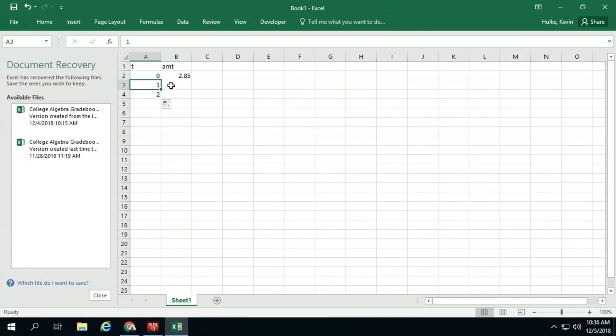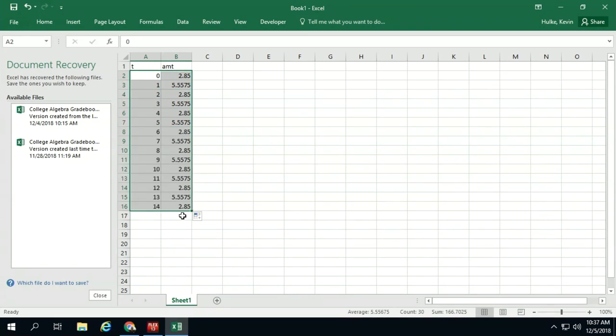So then this value here is this amount, parentheses, this amount plus 3, close parentheses, times 0.95. I screwed up on the first one. I should have just said equals 3 times 0.95. So if you notice, once I do that, I can just drag that whole thing down for 14 rows.